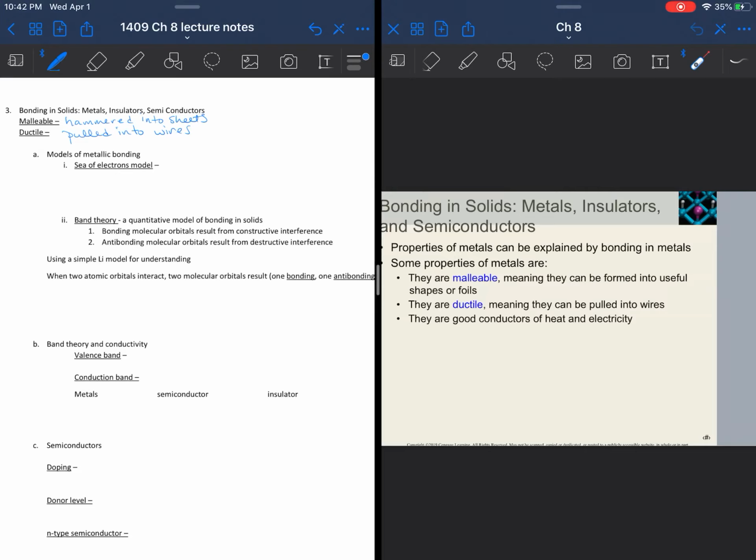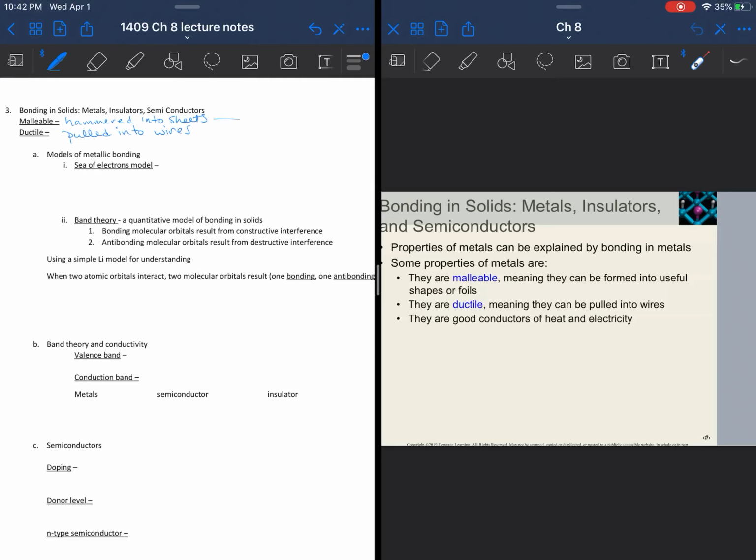Okay, let's start part 2 of chapter 8. This is going to cover the second page of your lecture notes. In chapter 8, we will take a closer look at metals. We've talked about ionic and covalent bonding, but now we need to take a closer look at metallic bonding.